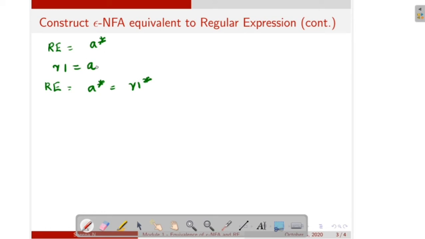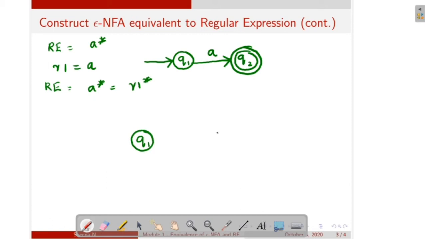Okay, you know what is the epsilon NFA for R1 is equal to A: Q1, then Q2, and here there is a transition from Q1 to Q2 over the alphabet A. Q1 is the initial state. Okay, so next we convert this to another epsilon NFA that accepts R1 star. For this we add a new final state QF, and a new initial state Q0.